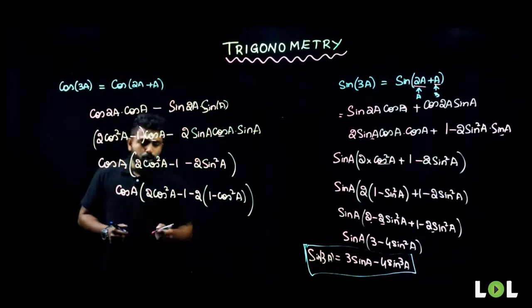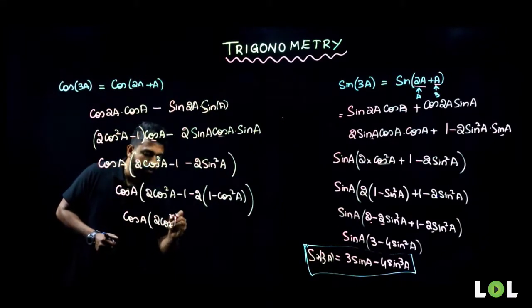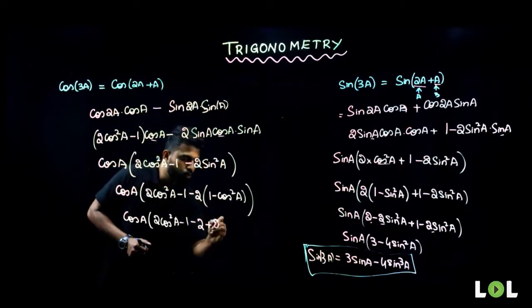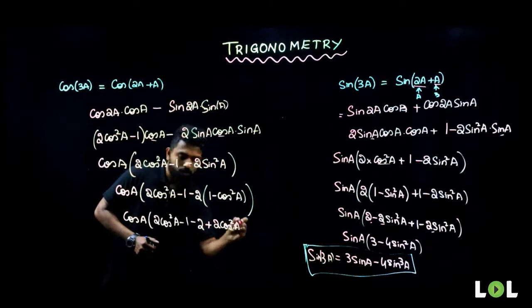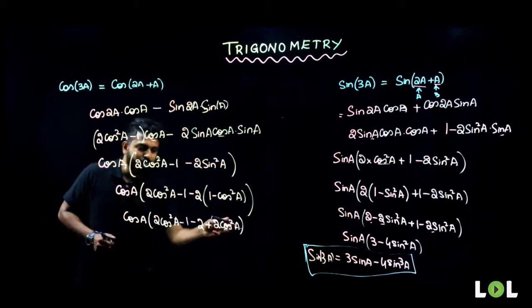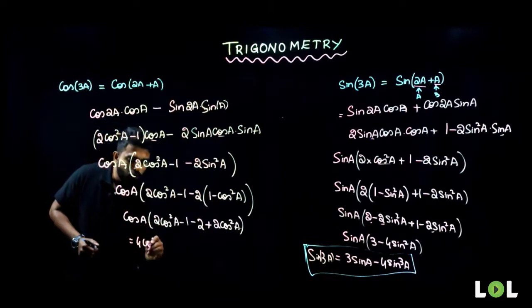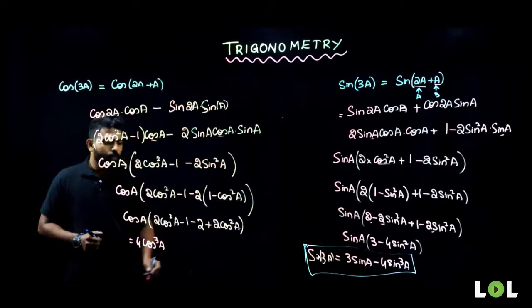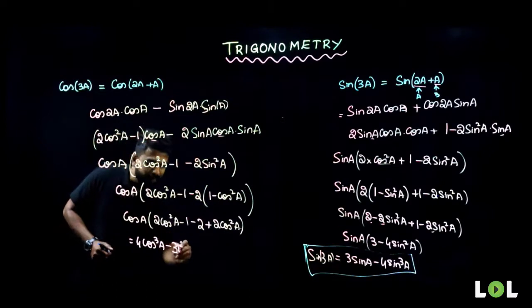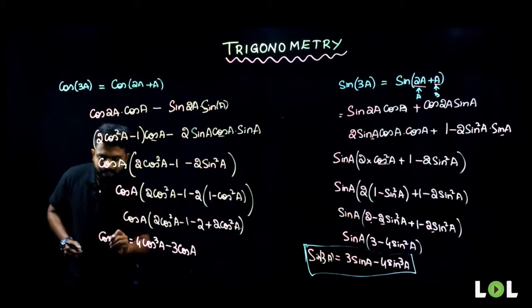Now if I simplify this, what do I get? Cos a into (2 cos square a minus 1 minus 2, minus into minus plus 2 cos square a). So now if I bring my cos a inside, what will I be left with? 2 cos square a plus 2 cos square a will give me 4 cos square a. 4 cos square a into cos a will give me 4 cos cube a. Now here minus 1 minus 2, so it will be minus 3. If I take my cos a inside, I'll be left with 3 cos a, and this will be the formula for cos 3a.